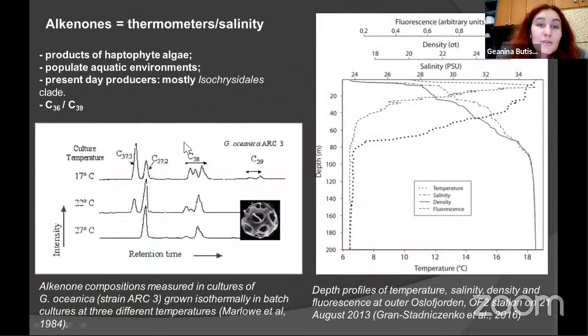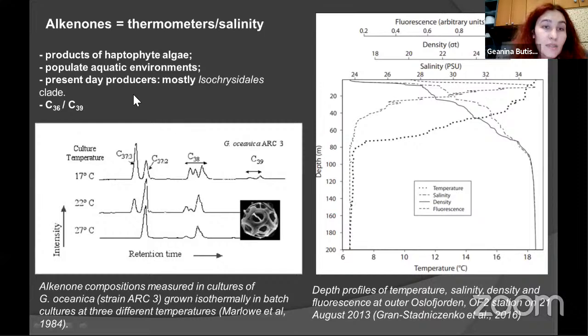Another nice tool is the use of alkenones. Alkenones are metabolic products of haptophyte algae, and in general they populate aquatic environments. So the oceans, the seas, lakes, they are all populated by these algae. And they like to spread everywhere, and when they have a lot of nutrients, they are actually blooming. And when they are blooming, we also find a lot of alkenones in the sediment.